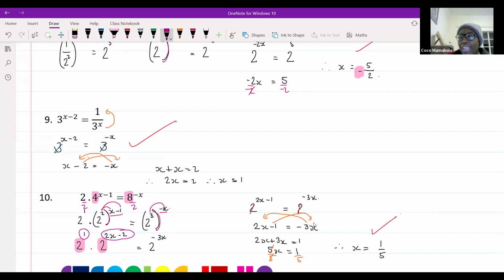But this is not 8. This is 8 to the power of negative x. It's not the same as just 8. So I can't divide both sides by 2. All right, so be very, very careful with that.